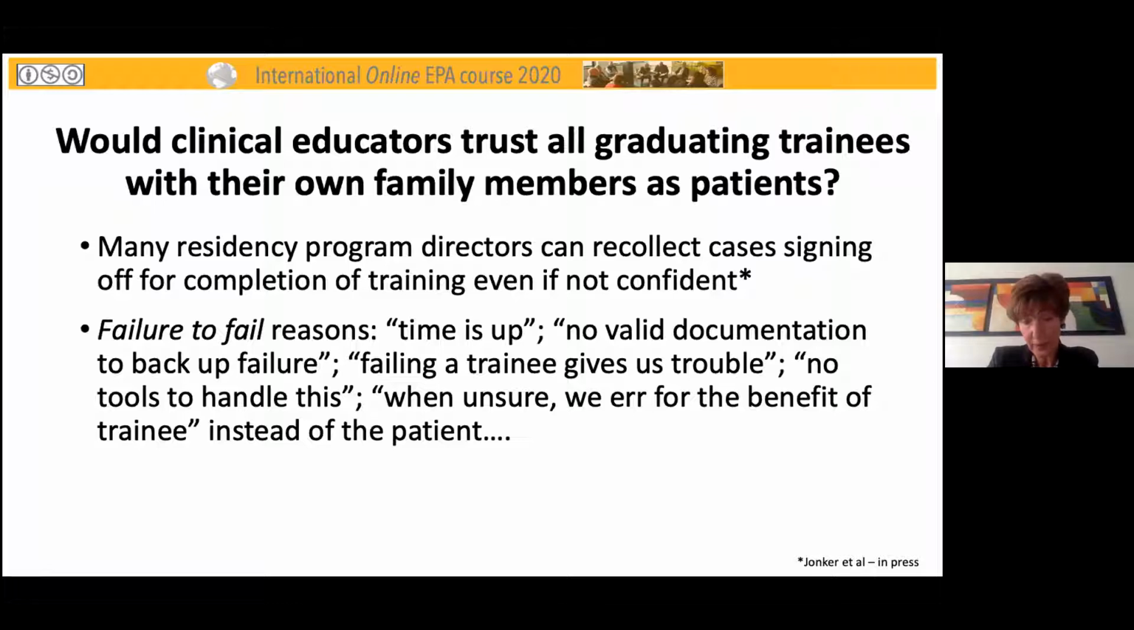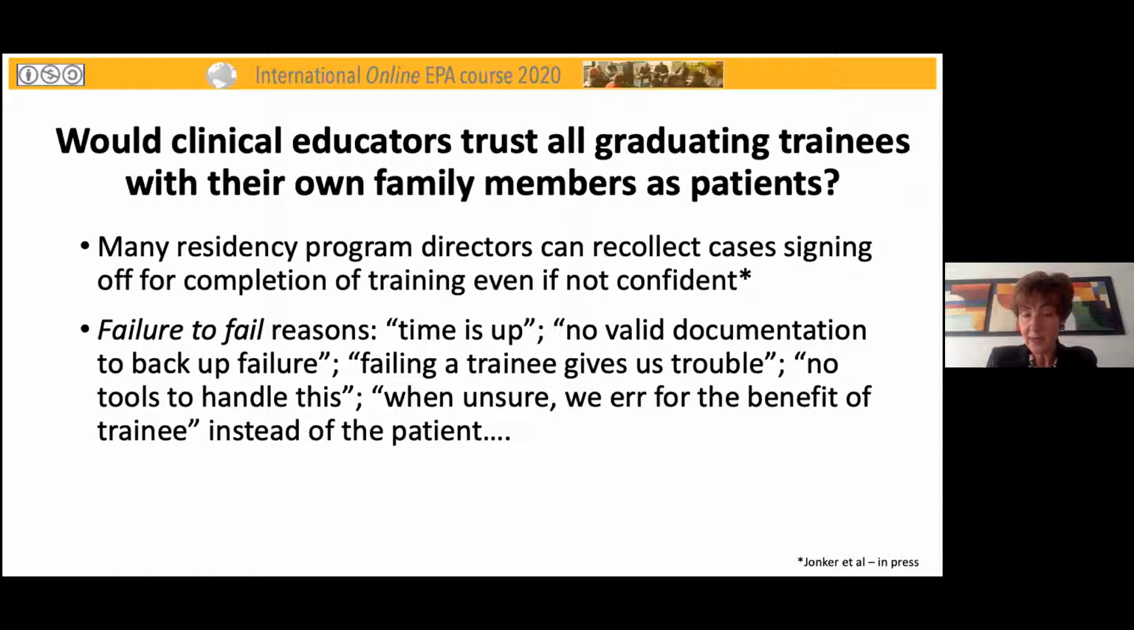Now, another problem, as a program director, I recognize that very much, is that I think in clinical practice, I don't know if this is really a resident that should be certified to being an internist in my case. But then there was no valid documentation to back up my gut feeling. Then what do you do?